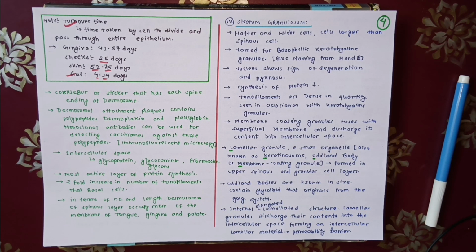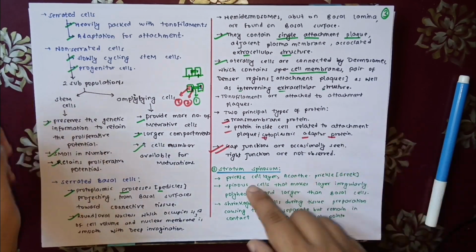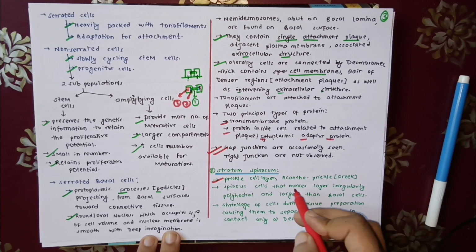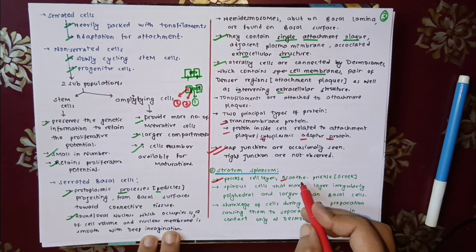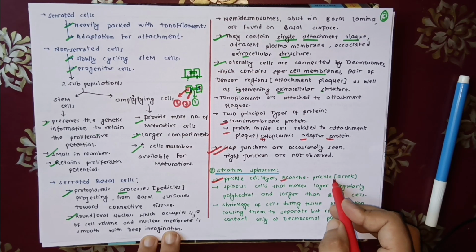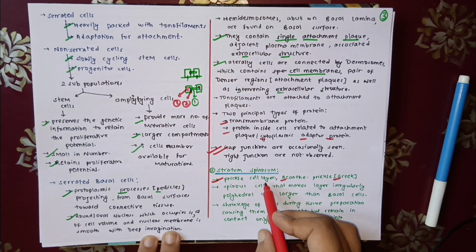After that, the stratum spinosum is the prickle cell layer. Prickle means like a spine. Acantho is derived from the Greek word, and acantho means prickle-like, so it is the prickle cell layer.